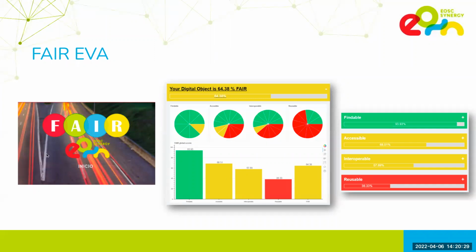So this is how the web interface looks. We have a logo, and the idea is to show the data producers, for example, some measurements about the fairness level of the digital object. As we will see, they can see different charts about the different FAIR principles, findable, accessible, interoperable, and reusable, and how the metrics of each of the groups are. And then they can deploy the list of indicators in order to get more feedback, more information about each of the tests that are being tested within this EVA tool.